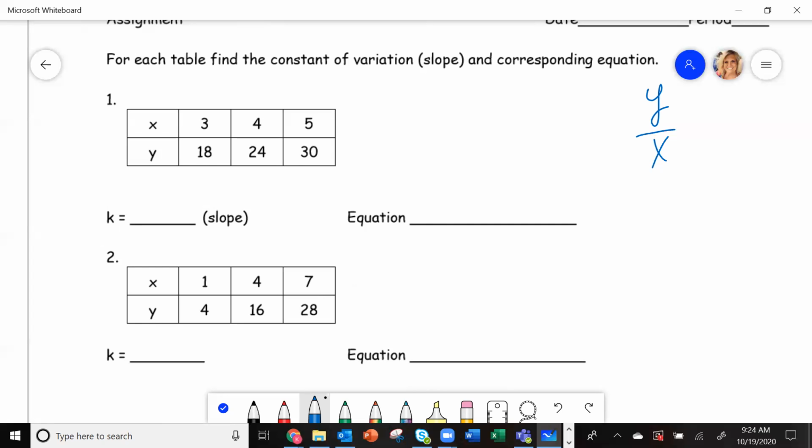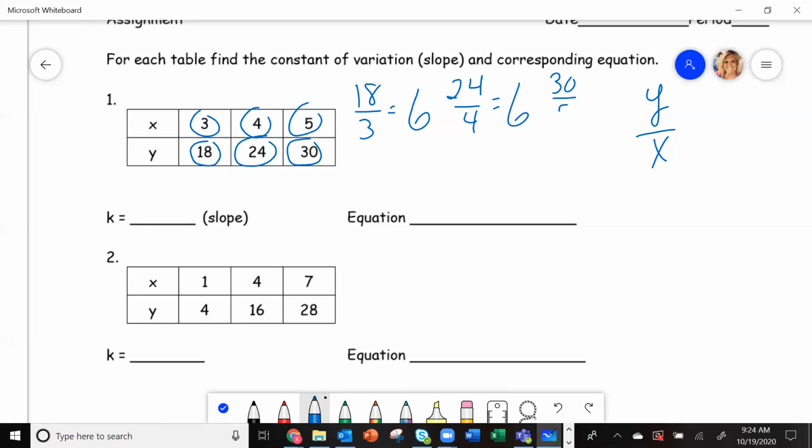So what happened with number 1? Number 1, again, y divided by x. 18 divided by 3 gives you 6. What about the next one? 24 divided by 4 gives you 6. 30 divided by 5 gives you 6. They're all the same. That means there is a direct variation. K is 6. So when you write your equation, it will be y equals 6x.